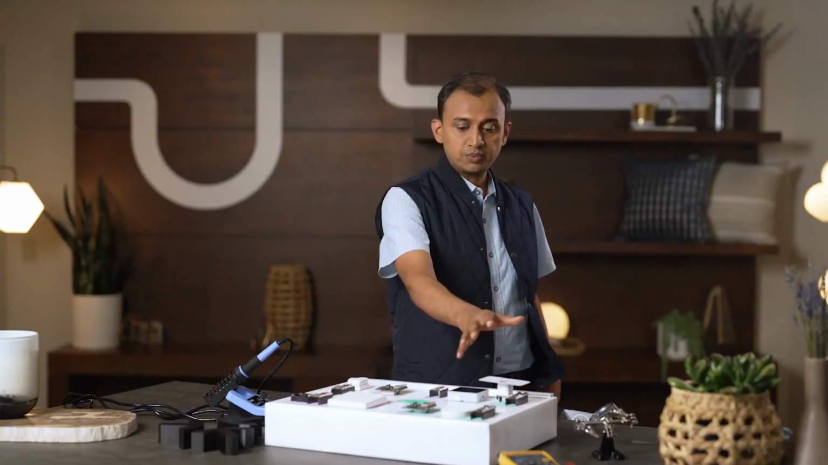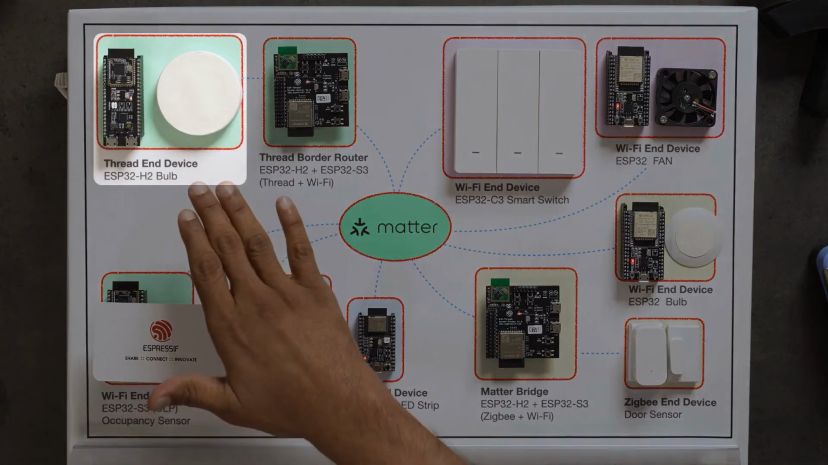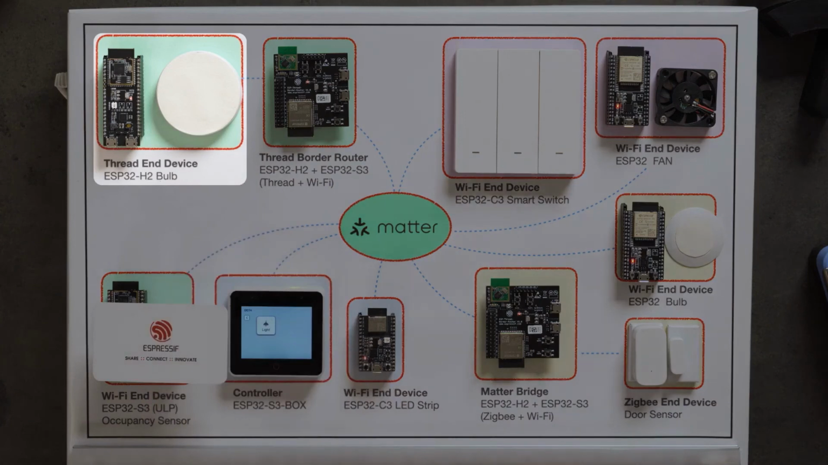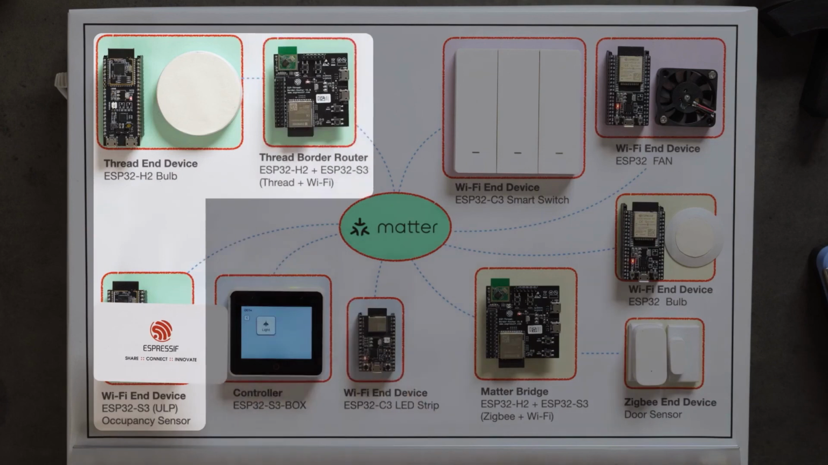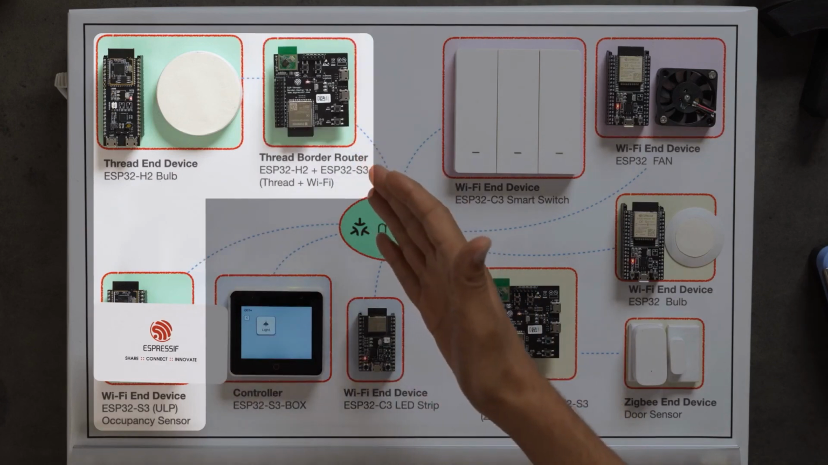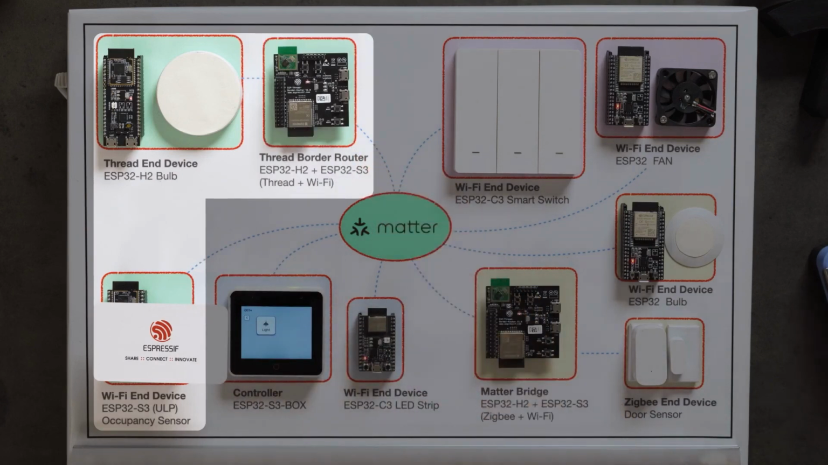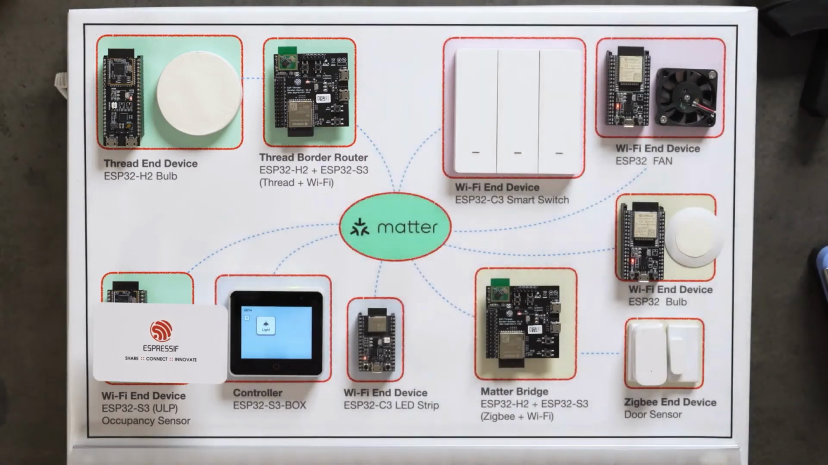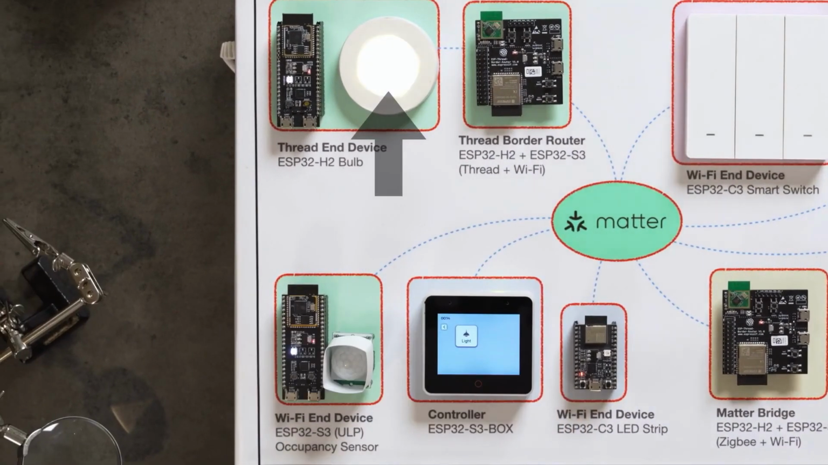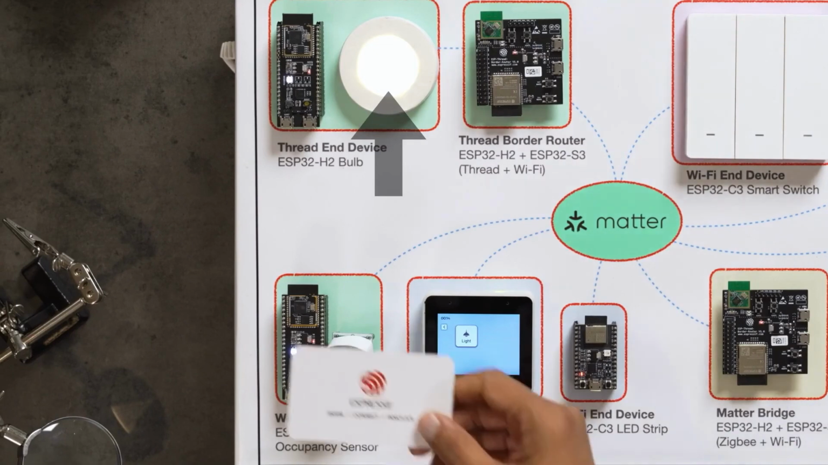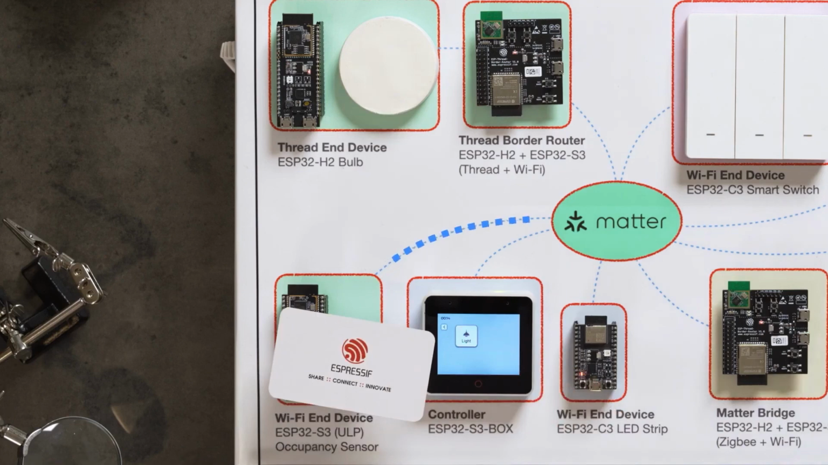Now we'll look at this part of the demo. Here we have a Thread-based light and a Wi-Fi based occupancy sensor. Connecting them together is also a Thread border router that will ensure that the Thread and Wi-Fi sides can talk with each other. As I make the movement in front of the occupancy sensor, the light comes on. The Wi-Fi device in this case has connected to the Thread end device and operated upon it.